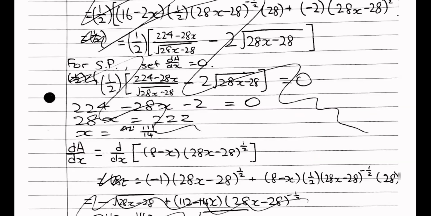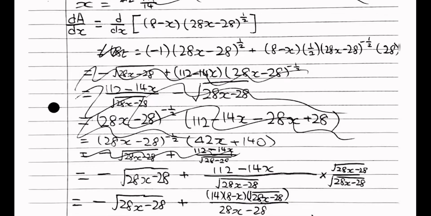Okay. Differentiate this guy. Power half, yes, because square root. Then you just have to realize it's a product, right? So you need to use product rule. So differentiate this guy, copy the second guy. Then keep the first guy, differentiate the second guy. Can bring down the half, minus 1, you get negative half, differentiate 28x minus 28, get 28. Very good.